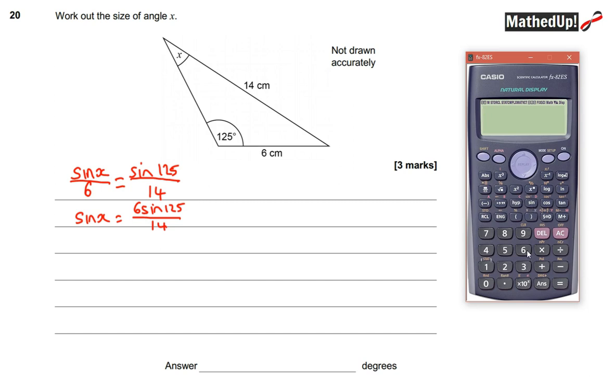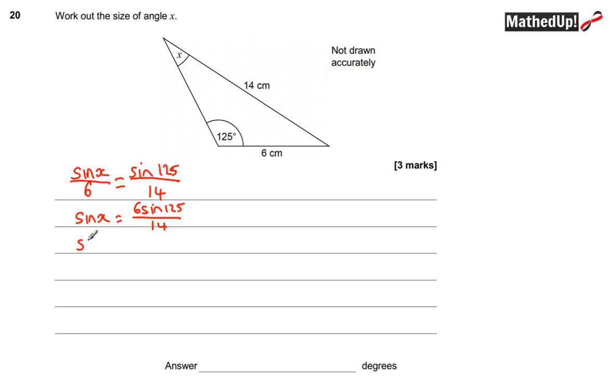So if I put that into my calculator, I've got 6 sine 125 divided by 14, and that gives me 0.351, etc. So that tells me that, we'll write that down.